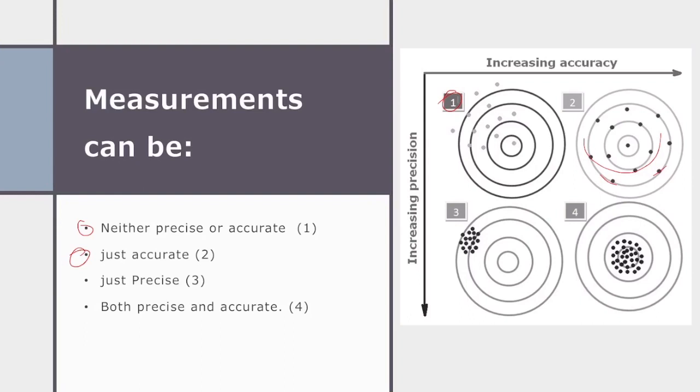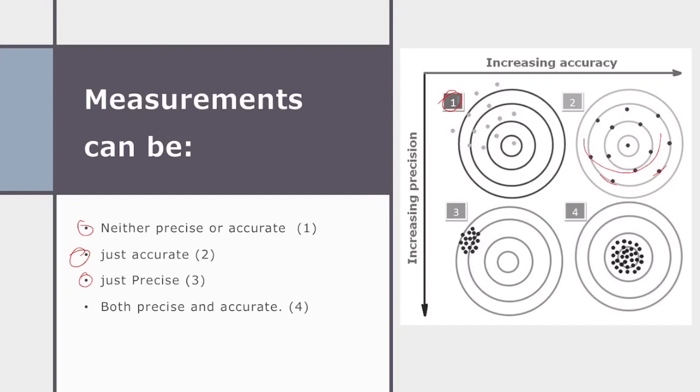For target number 3, we can see that our hits are starting to get closer together. We're getting better and better at hitting that same area on the target. But in this case, our hits are not anywhere near the center of the target. They're off to the side again. So we can call this data set, or these dots here, precise but not accurate.